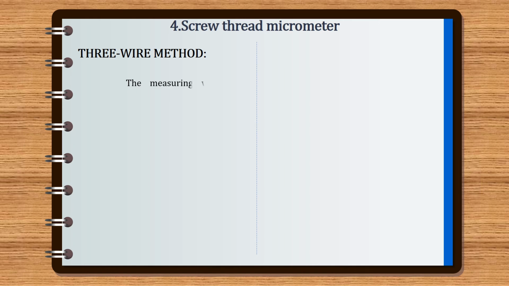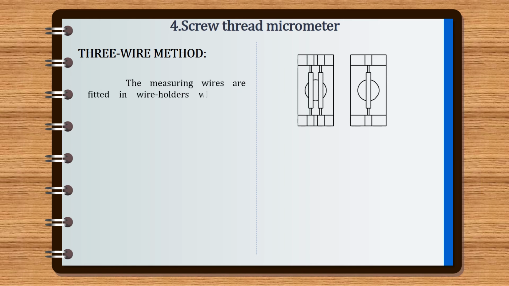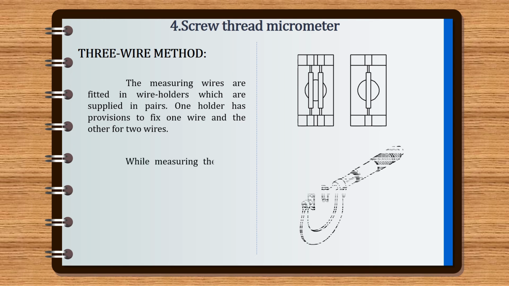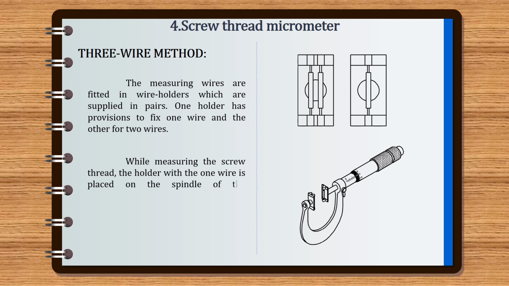The measuring wires are fitted in wire holders, which are supplied in pairs. One holder has provisions to fix 1 wire, and the other for 2 wires. While measuring the screw thread, the holder with 1 wire is placed on the spindle of the micrometer, and the other holder with 2 wires is fixed on the anvil.